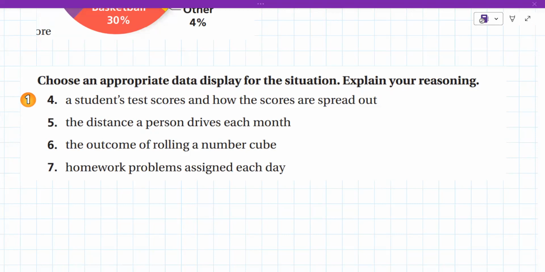Bar graph or maybe a histogram. Okay. So it's one student and it's probably not that much data. But it's not categories, so it couldn't be a bar graph. It's just numbers. Box and whisker? That would be a good option.